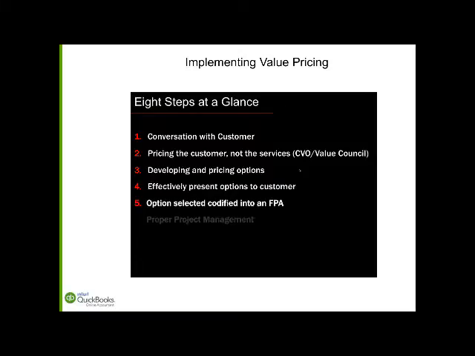We're going to talk about the fixed price agreement. I'm actually going to show you a sample fixed price agreement that you'll have access to. And then we're going to talk a little bit about project management. I'm not going to spend a lot of time on this, but I'll just say that project management is important no matter how you price.